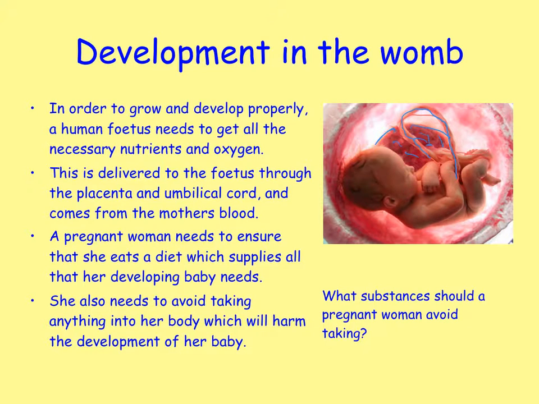And then any waste products will travel back through that umbilical cord to the placenta and then into the mother's bloodstream and then be carried out of the mother. Now, because of this, a pregnant woman needs to make sure that she's got a diet which supplies all the things that a developing baby needs.